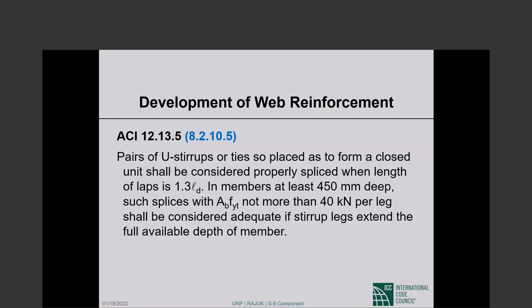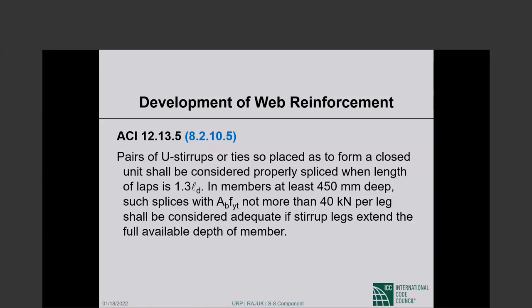So pairs of U-stirrups or ties so placed as to form a closed unit shall be considered properly spliced when length of laps. So those U's will have to lap in the middle. And the lap length has to be 1.3 times the L sub D of the bars making up the U's. This is the first thing. Then we consider them to be properly lapped.